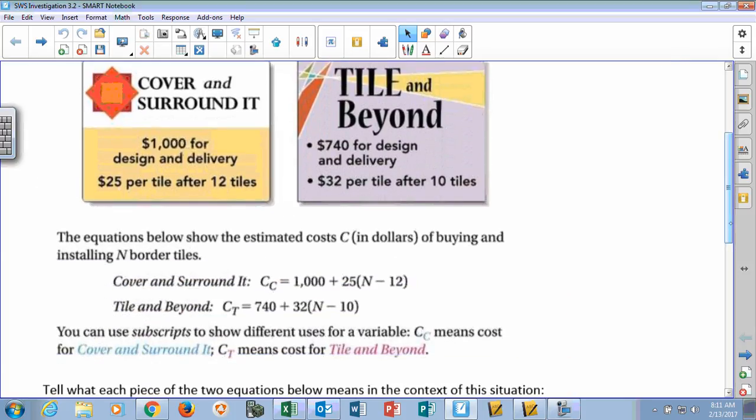For Cover and Surrounded, they charge $1,000 to design your tile and deliver it, and they charge $25 per tile after 12 tiles. You can see their equation right down here. Tile and Beyond is $740 for the design and delivery, which is significantly less, right? But they charge $32 per tile after 10. So obviously the first set of tiles are free. They're covered in this cost here. That's why you see the minus 10, the minus 12.